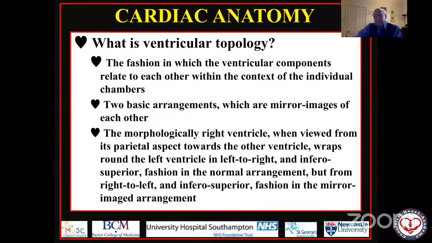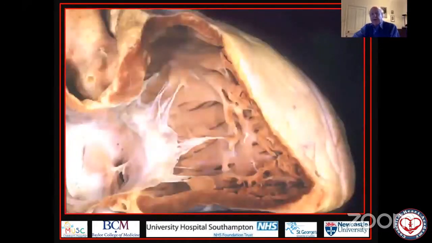Well, we can do it by going back to the normal heart, and we can think of the way in which the chambers relate to each other. So what I'm going to show you is how normally the right ventricle wraps itself round the left ventricle. And it does so in left to right fashion. It then follows that if we mirror imaged it, it would wrap around in right to left fashion. So let me show you in the normal right ventricle.